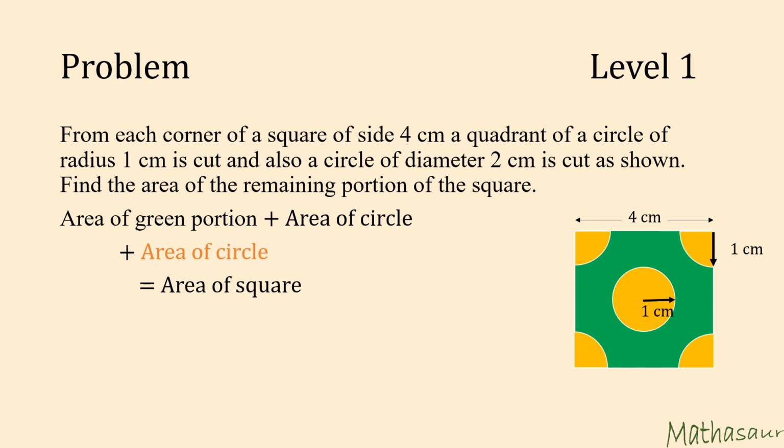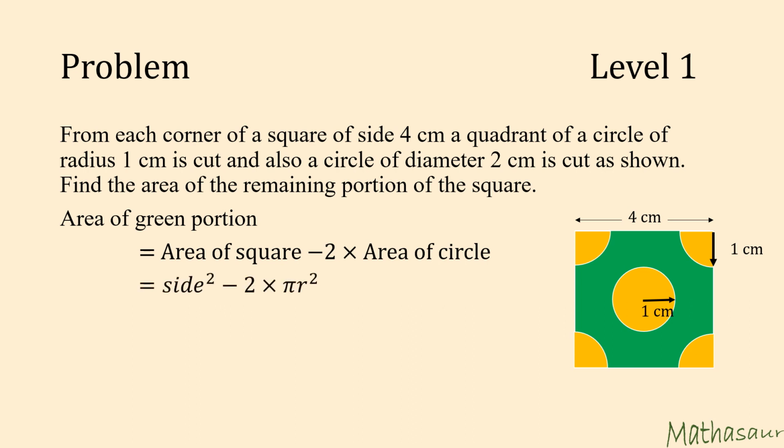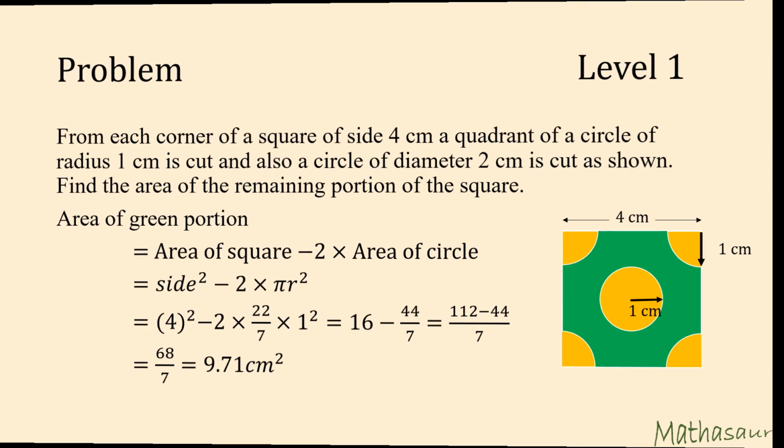The circle formed by the 4 quadrants has a radius 1 cm, and the circle which was cut inside the square also has a radius 1 cm. So we could add both of them and write it as 2 times area of a circle of radius 1 cm. Now let us rearrange the terms. Apply the formulae for area of square and area of a circle. Substitute the values. And we find that area of green portion is equal to 9.71 centimeter square.